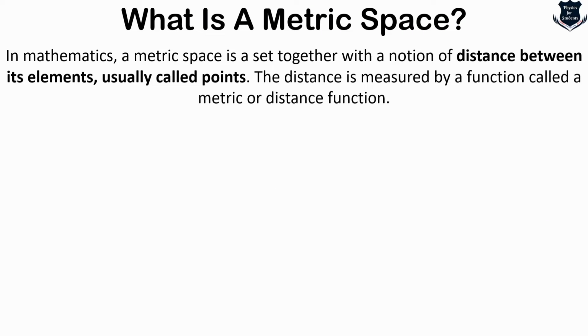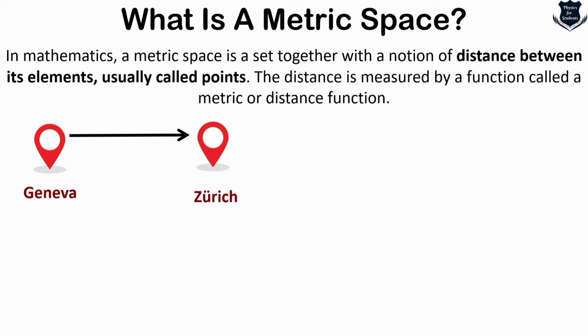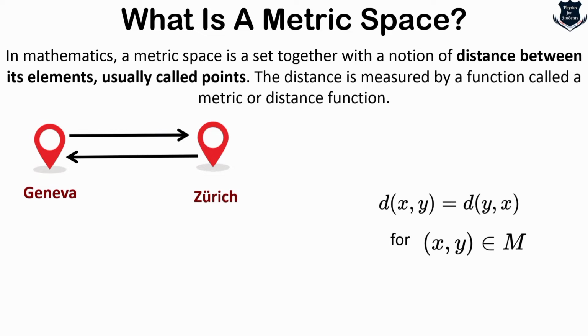We look into what is called a metric space. A metric space is another kind of space where the important thing is a notion of distance between elements, which are called points. The distance is measured by a function which is called a metric or a distance function. That means if I move from Geneva to Zurich, whatever the distance, and if I move from Zurich back to Geneva, the distance won't change. So if I move from point X to point Y and from Y to X, the distance would be the same. And this is quite observable in our daily world.